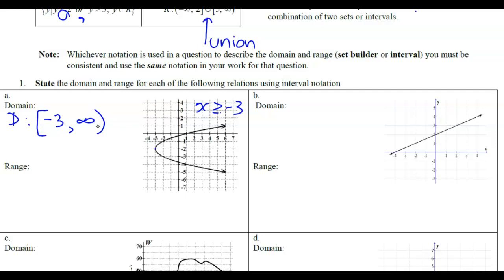The range, that arrow is going to the right, up and to the right, or down and to the right. And there's no gaps in between. It's continuous all the way. So if you're going up and down, it's all real numbers, right? So in our Set Builder, we would just have y element of the reals. But in interval, that means we're going from -infinity to +infinity.